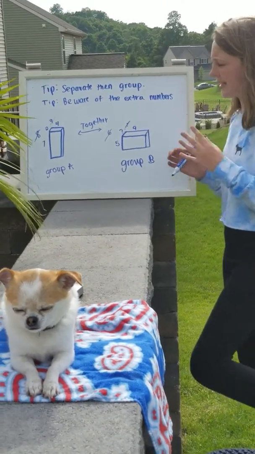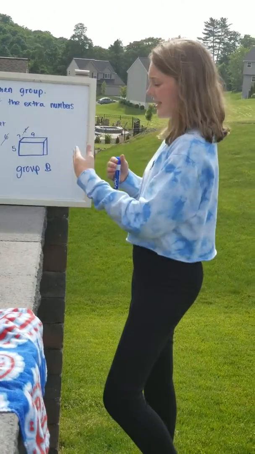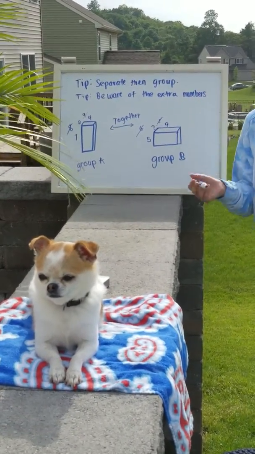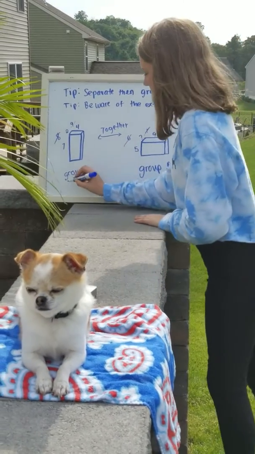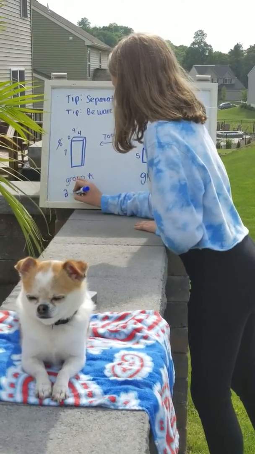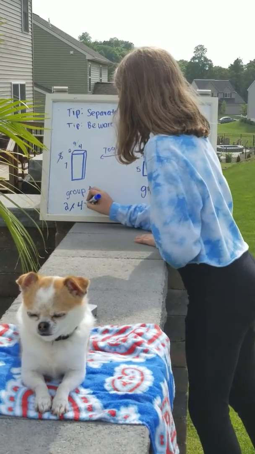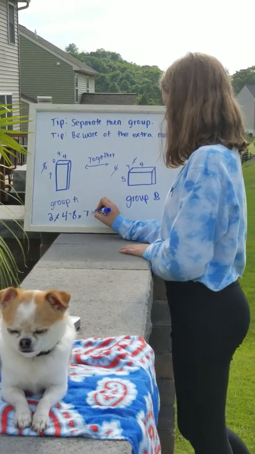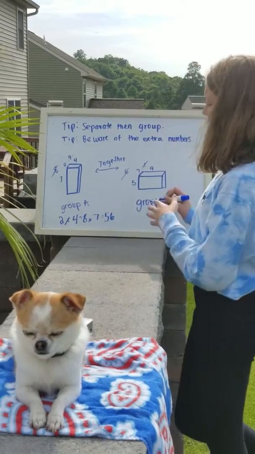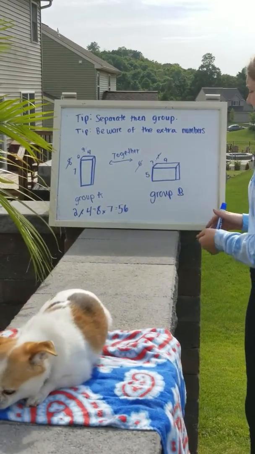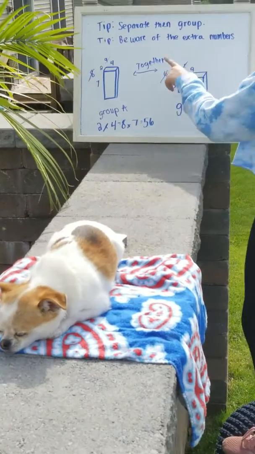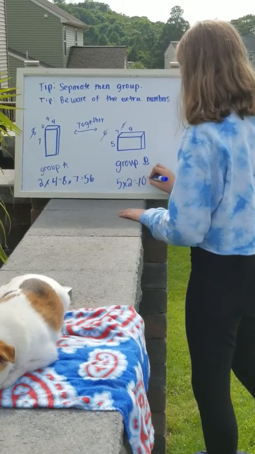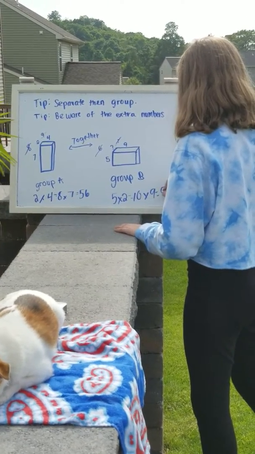So now, since they were once together and we separated them, when we're done multiplying both of them, we need to add them. So let's multiply them first, then we'll get to that step. So 2 times 4 equals 8 times 7 equals 56. So 56 is group A. Group B is, that was a 2, sorry for that, 5 times 2 equals 10 times 9 equals 90.